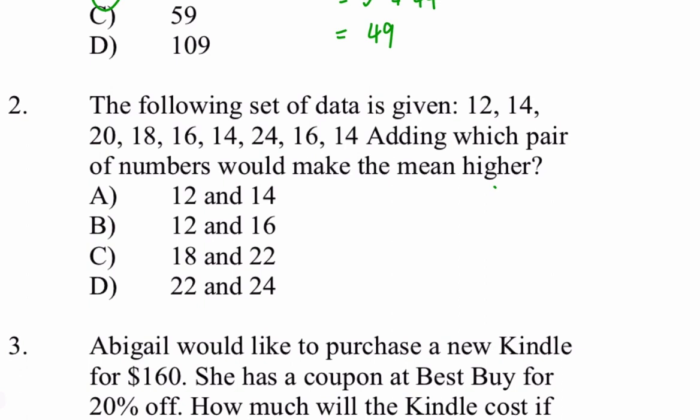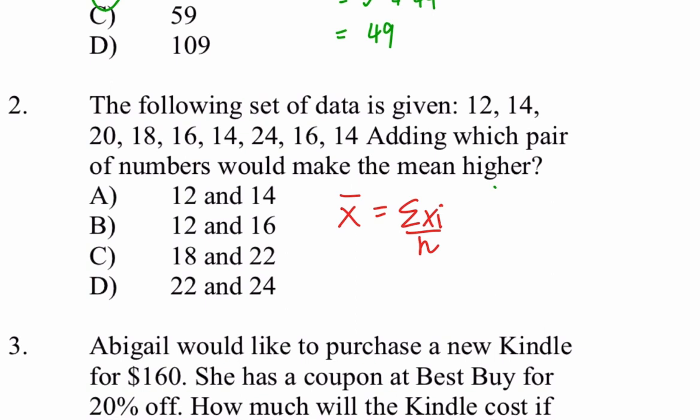So number 2, the following set of data is given by 12, 14, 20, 18, 16, 14, 24, 16, and 14. Adding which pair of numbers would make the mean higher? According to the equation for how to find mean or average, sometimes they call it mean, sometimes average, but they mean the same thing. So x bar equals sigma xi over n. What does sigma xi mean? The sum of all the data over the number of data.